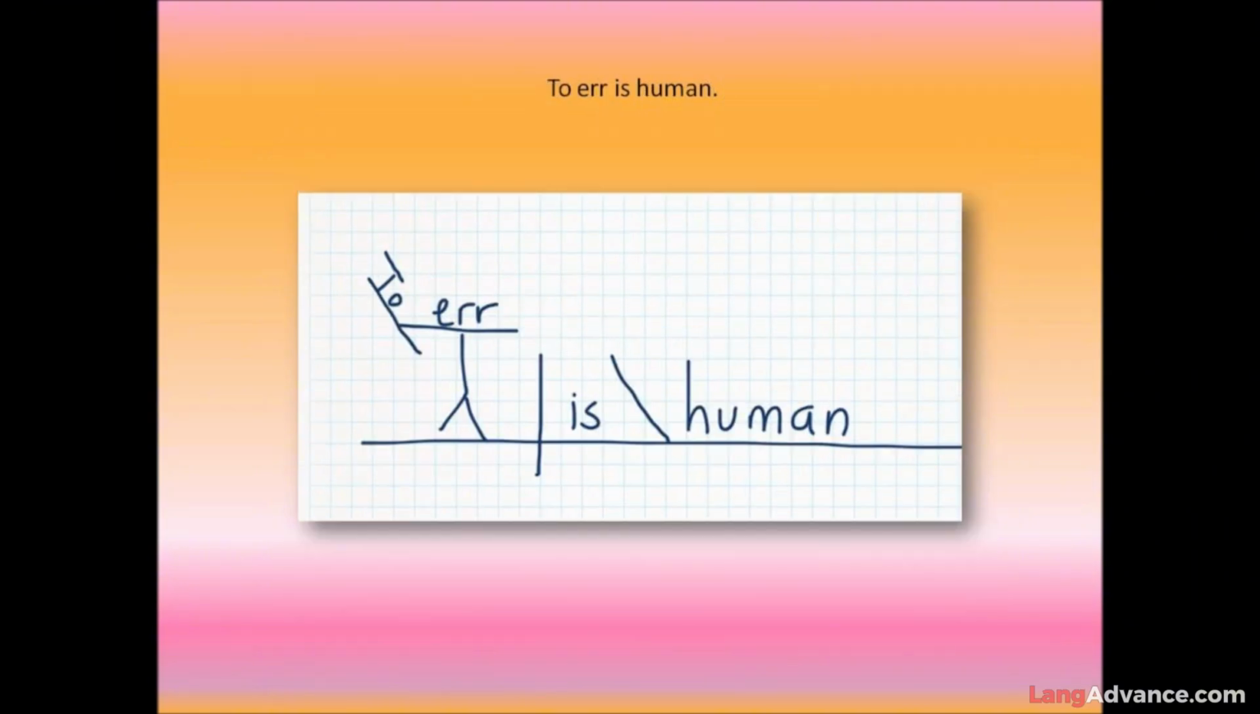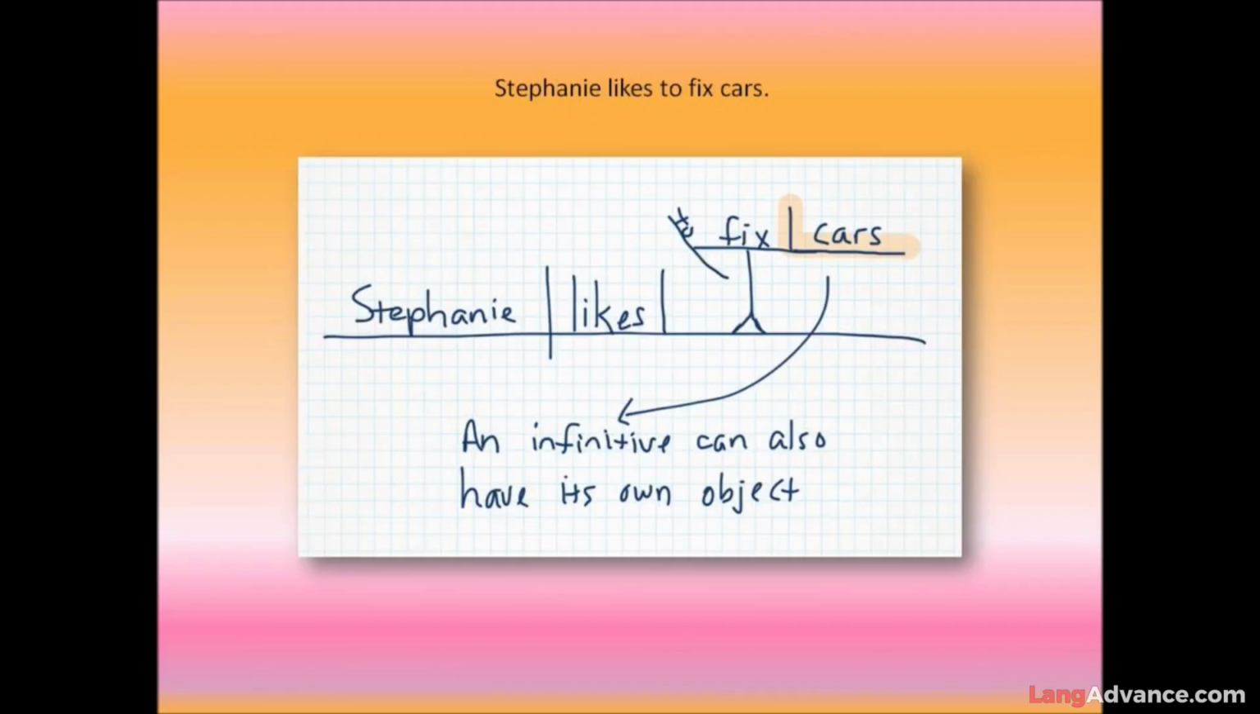To err is human. To err is an infinitive that is also being used as the subject of the sentence. Is the linking verb. Human is the predicate nominative. Stephanie likes to fix cars. Stephanie is the subject. Likes is the verb. To fix cars is the direct object. To fix is an infinitive with its own object. So cars sits right on the line with to fix.